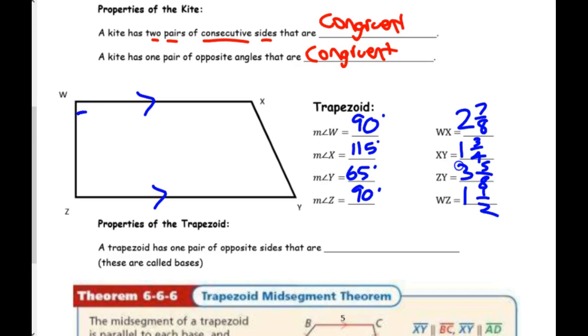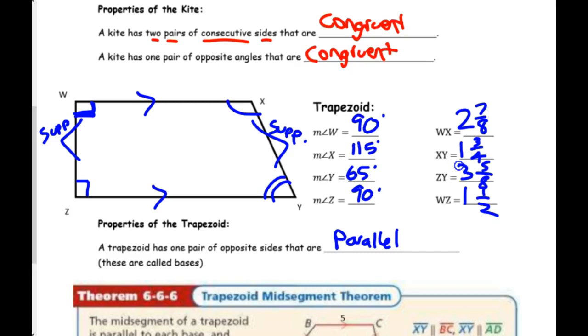The main thing you got to know, okay, is that these consecutive angles are supplementary. Okay, so these are supplementary. And then these also are supplementary. So a trapezoid has one pair of opposite sides that are parallel. And they make consecutive supplementary angles. Okay, so the bases are parallel, and they make supplementary angles across those bases.